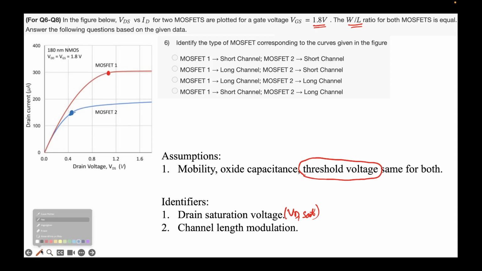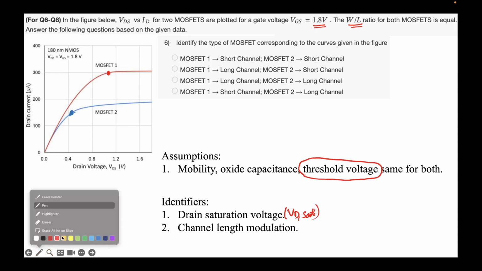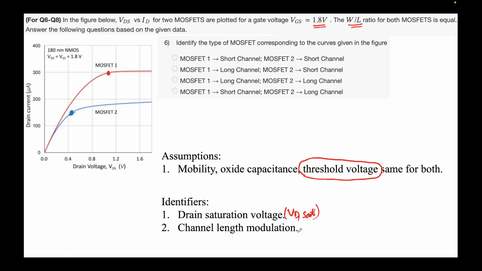Second thing I'm noticing is the channel length modulation, which we saw in the last slide. There ID was given as ID sat into 1 plus lambda VDS. If you plot it, it will be like y equal to mx plus c. VDS is your x, y is ID, your m would be lambda times ID sat, and c is ID sat. So y equal to mx plus c, a straight line with a positive slope.